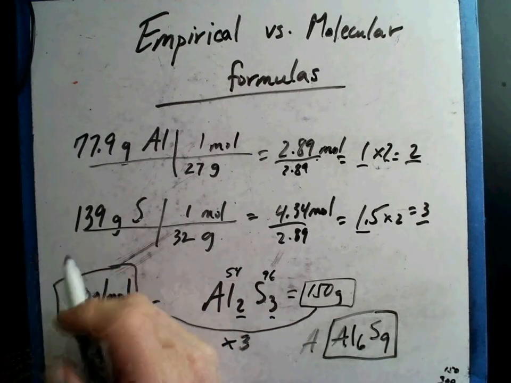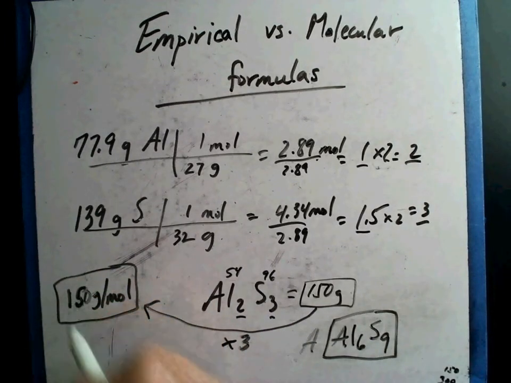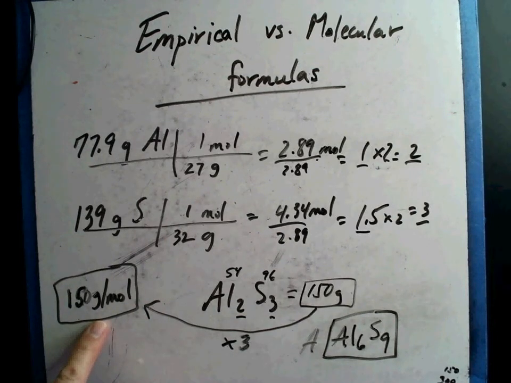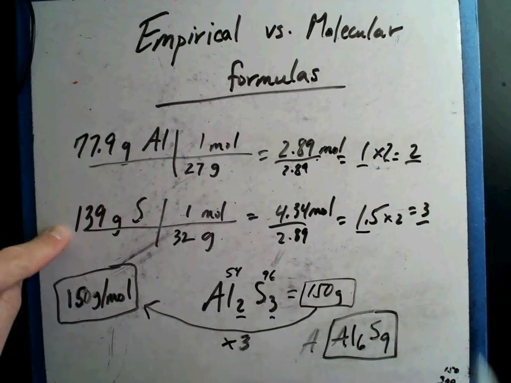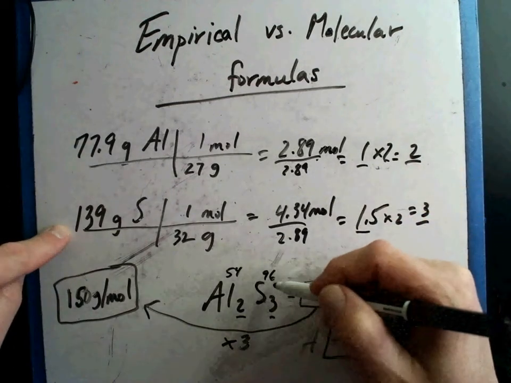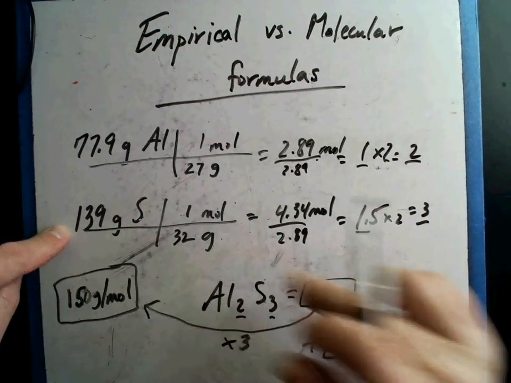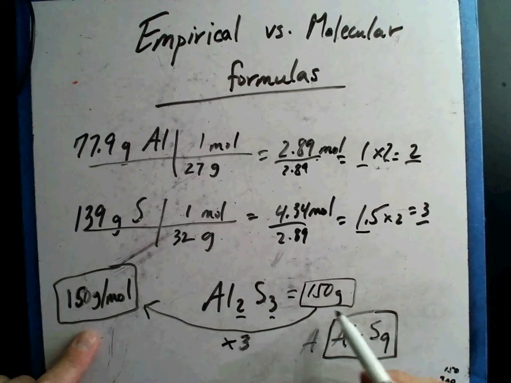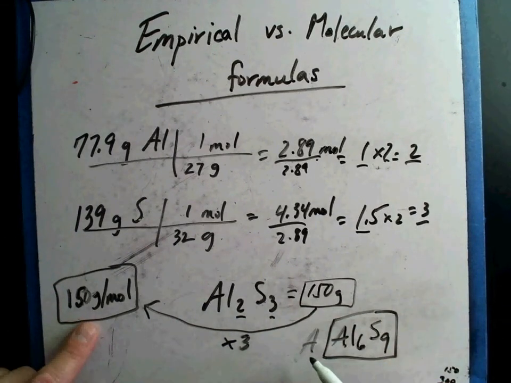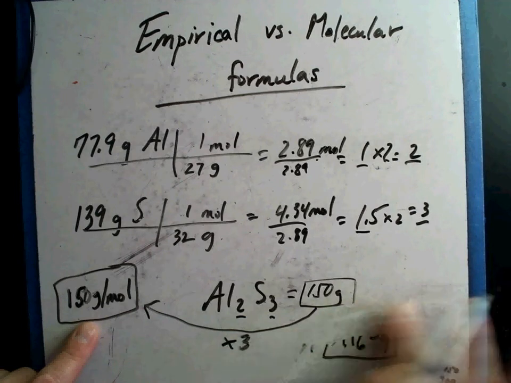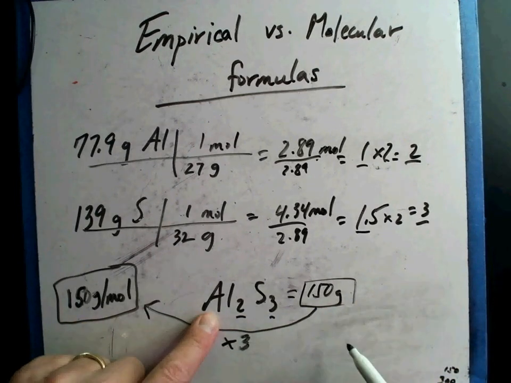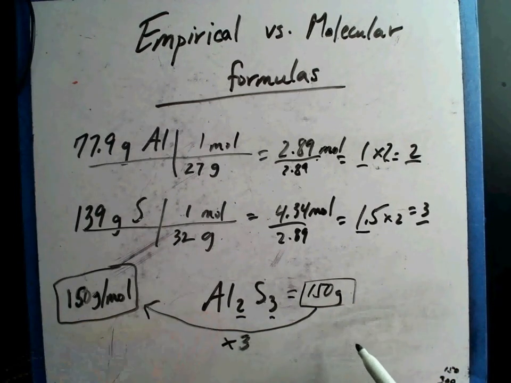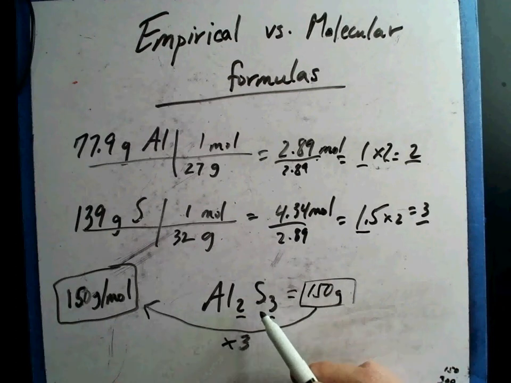Now, one more scenario. What if they would have told me in the lab that it weighs 150 grams? So they take it to the lab, they run it through a spectrometer, and they know how many grams. They calculate out its formula. There it is, Al2S3, perfect. And then it weighs 150, and they tell me it's supposed to weigh 150. So what's the formula of the real compound? Al2S3. And so since it's Al2S3, that is the empirical and the molecular in this case.